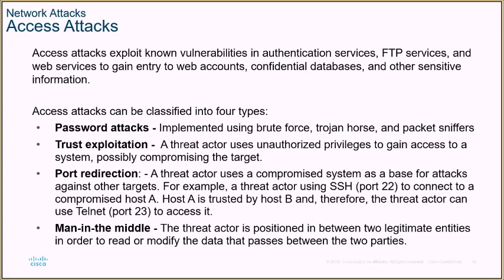Now, trust exploitation is where a threat actor uses unauthorized privileges to gain access to a system, possibly compromising the target. With port redirection, a threat actor uses a compromised system as a base for attacks against other targets. For example, a threat actor might be using port 22 to connect to a compromised host A. Host A is trusted by host B, and therefore the threat actor can then use Telnet to access it. Another type of attack is man in the middle, where the threat actor is positioned between two legitimate entities in order to read or modify the data that passes between them.